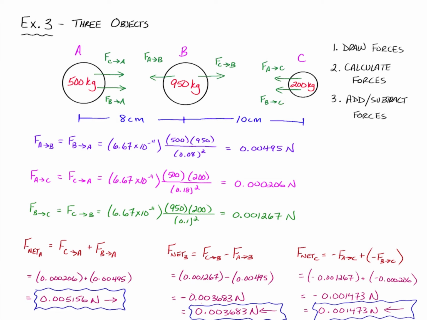So B and C are being pulled to the left. If allowed to move freely, they will begin to accelerate to the left. A will begin accelerating to the right, and you'll notice that if I let that happen, A, B, and C are all going to accelerate towards one another, and that's what gravity does. It attracts objects together.